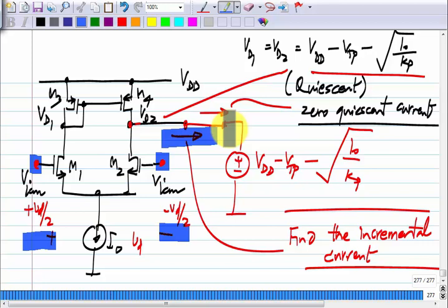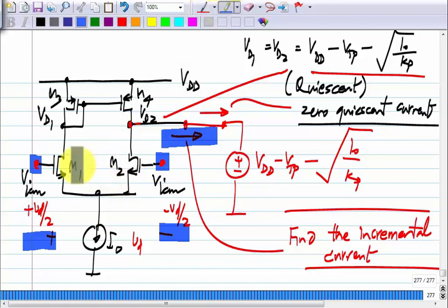Is this clear? What I was trying to do was to find the incremental equivalent of the whole differential pair, the Norton equivalent, and for that you have to draw the small signal picture of this, model each transistor by its GM. Now, remember what is the current flowing in each of these branches? I naught by 2.